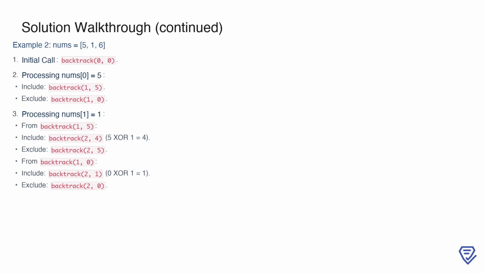Now we process nums[1], which is 1. For the branch where nums[0] was included, including nums[1] updates the XOR to 5 XOR 1, which equals 4. Excluding nums[1] keeps the XOR at 5. For the branch where nums[0] was excluded, including nums[1] updates the XOR to 0 XOR 1, which equals 1, while excluding it keeps the XOR at 0. This step outlines how the recursion explores all combinations of including or excluding the first two numbers in the input array.